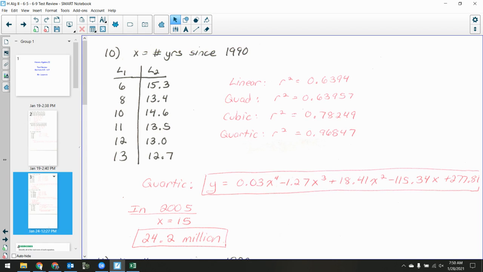Again, if you forgot to scale these down and make it years since 1990, then the numbers in your equation would be a lot bigger. The answer would still be the same. You wouldn't use x equals 15, you would just use 2005 to get 24.2. But again, it's just how you want to do the problem.